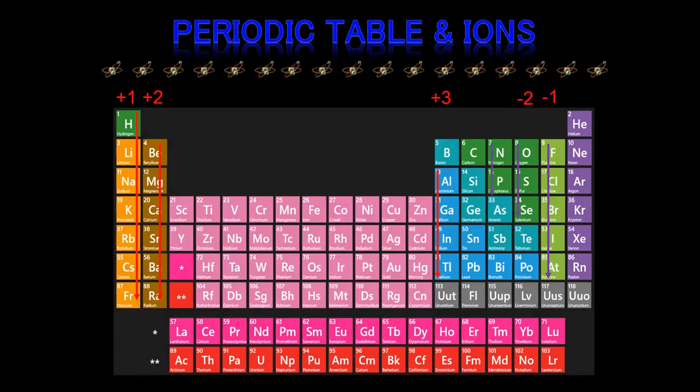And then the nitrogen group, they tend to want to gain 3 electrons. If you gain 3 electrons, then you have a -3 charge. The ones in the middle here can kind of go both ways.